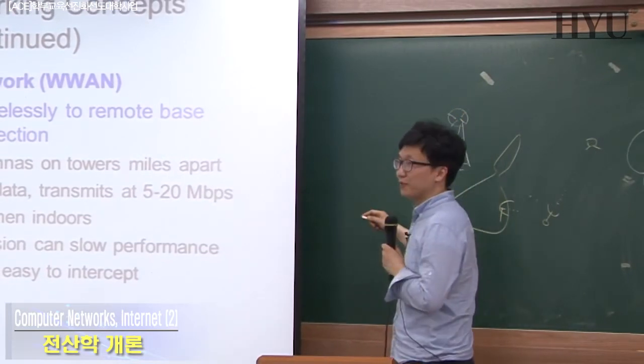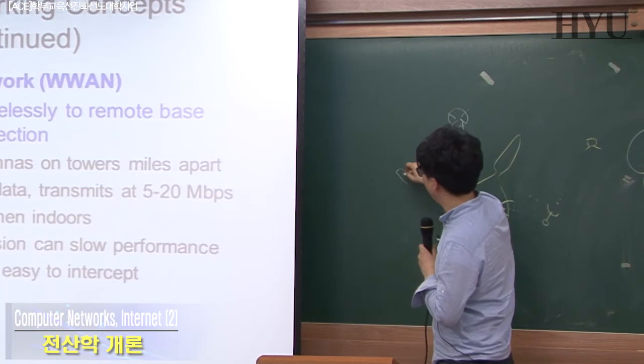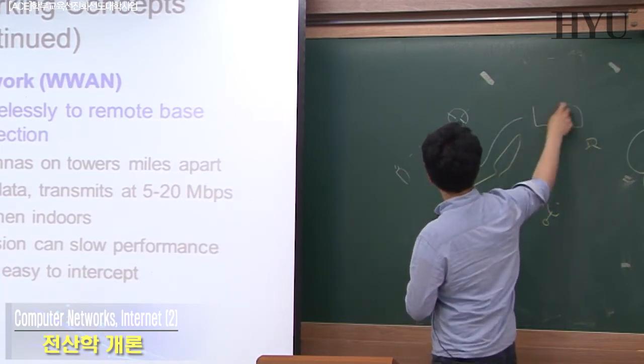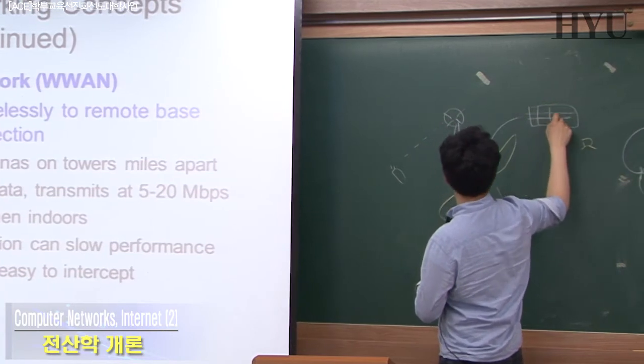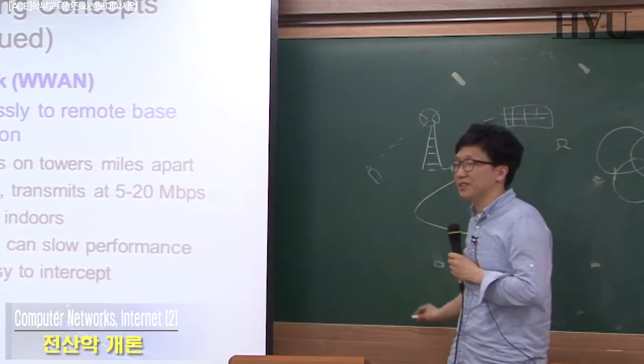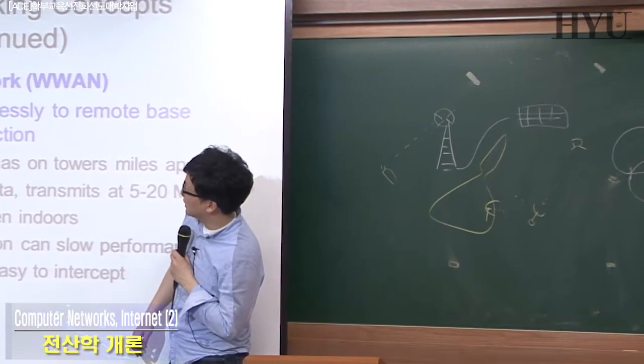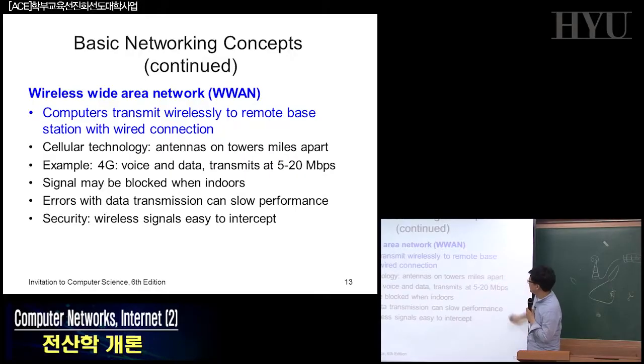Base station. So your mobile phones are connected. This one is connected to a router at some point through the landline cables like that. Typical representation of those networks. Cellular technology antennas on the tower are miles apart. 마일이면 miles apart. 몇 킬로, 2, 3킬로.